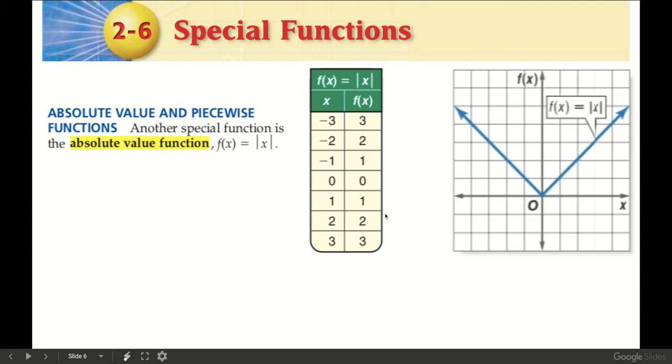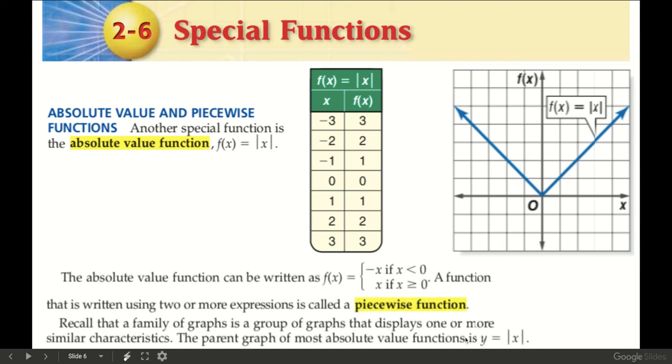When you graph these coordinates, it would make this shape right here. It'd be like a V shape, right? Where I have -3, 3, -2, 2, -1, 1, 0, 0, 1, 1, 2, 2, 3, 3, right? And it makes this V shape. That's what absolute value functions will do.